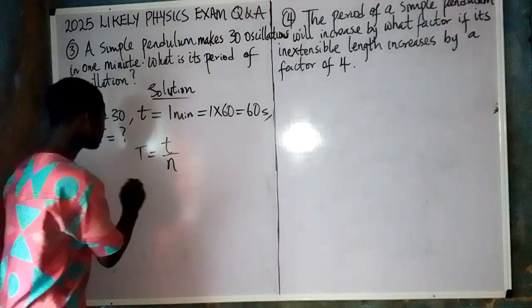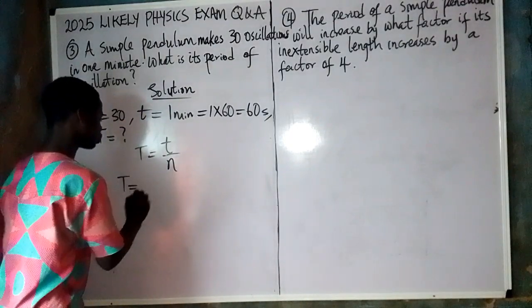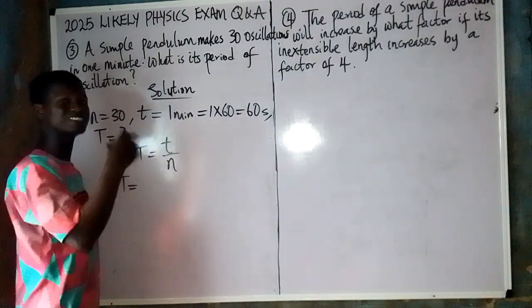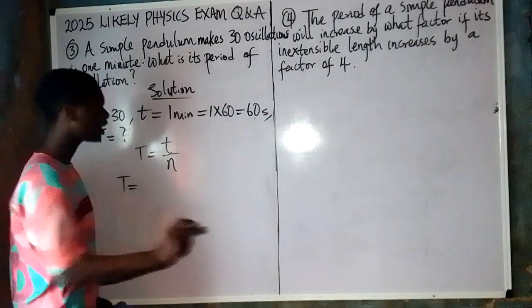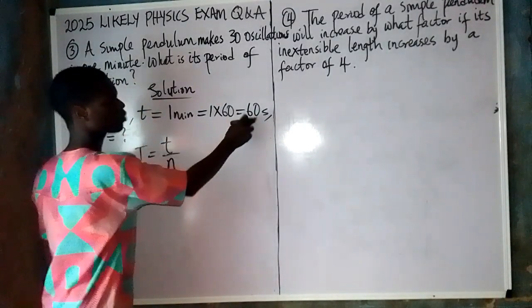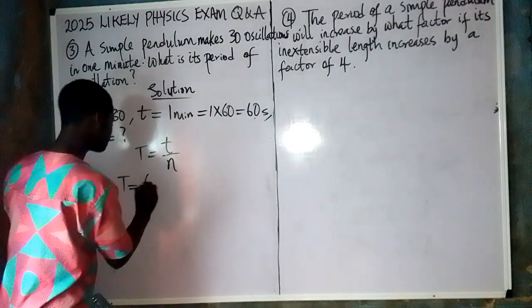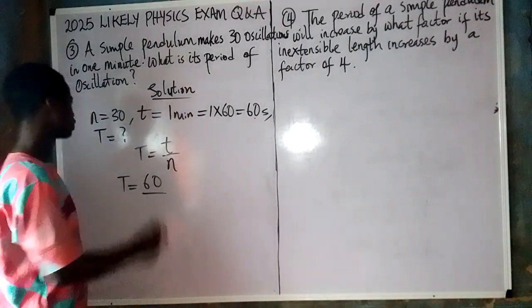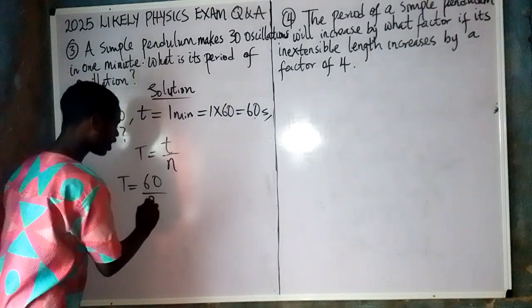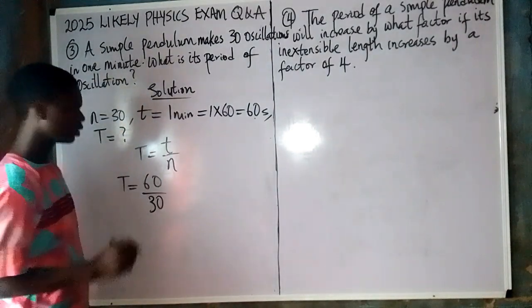Yes. So we now say big T will be equals to, in place of small t, which is the time taken, we'll say what? 60 seconds. Mind you, we are not using 1 minute. We use the equivalent in seconds. So we'll say 60 seconds over, what is our number of oscillation? 30 over 30. Okay? We are working on it now.